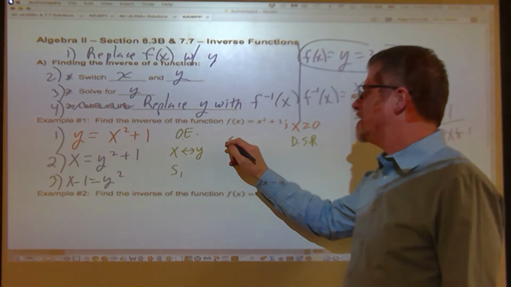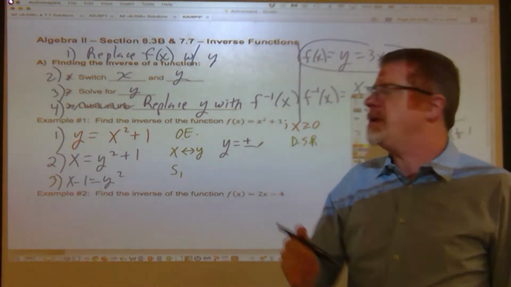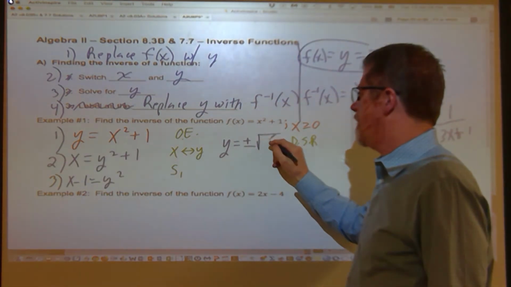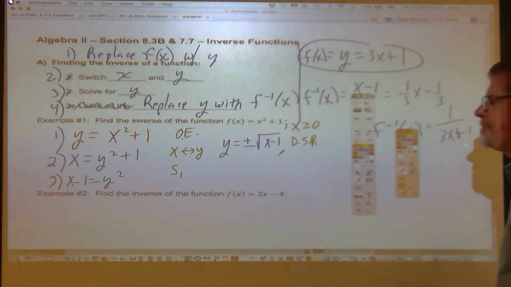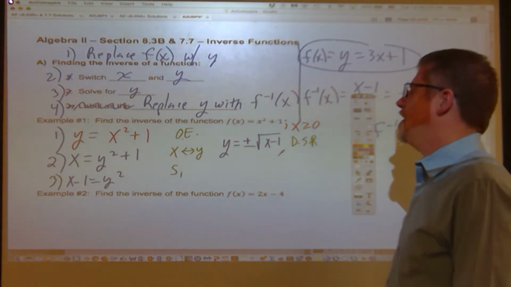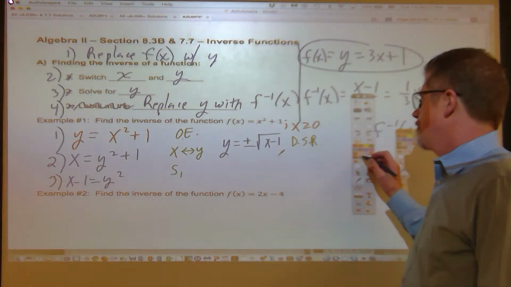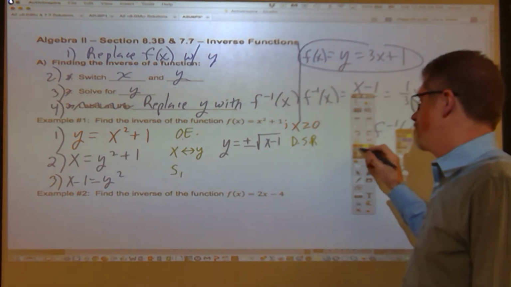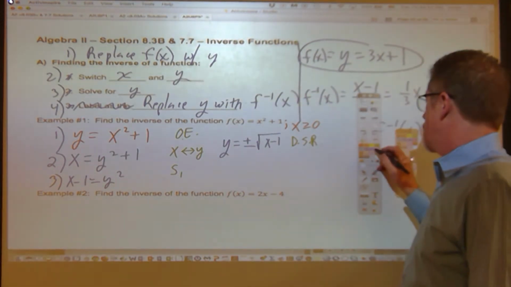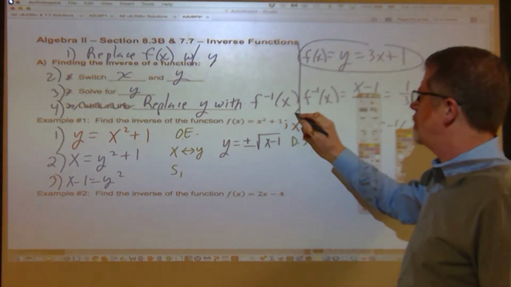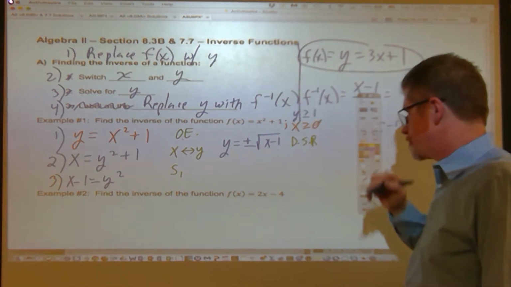And so this is where we solve for y to get plus or minus. DSR always has a plus or minus, the square root of x minus 1. However, the negative sign has to be rejected. Part of that's because of the fact that y started out to be greater than or equal to 1.